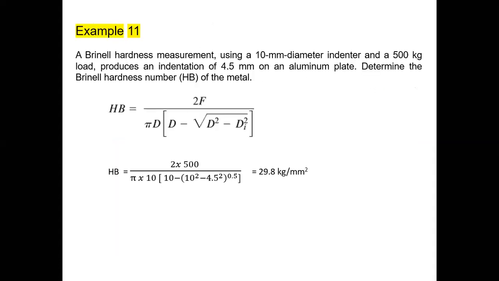So here is an example. I think there is no need to explain because it is just a substitution of the values. So this is the Brinell hardness number calculation. It used a 10 millimeter diameter indenter and a 500 kilogram load. Indentation is 4.5. So you just have to substitute the values, and you can calculate the hardness number.